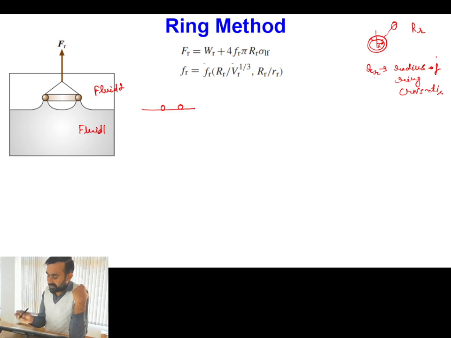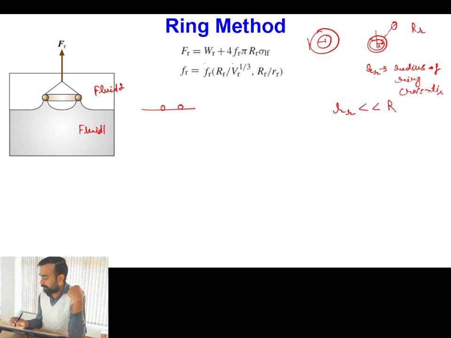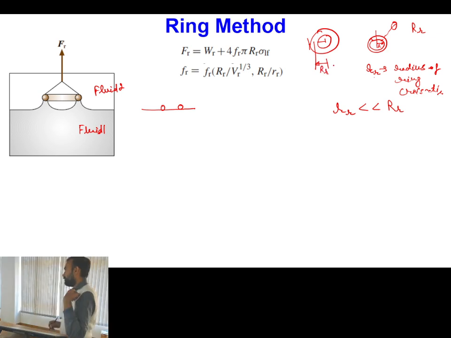So the ring has two possibilities: one radius you can define up to this point, and the other radius up to this point. In scenarios where small r is very small in comparison to capital R, instead of using two separate radii for calculating the surface tension force, we can use the mean radius capital R. Okay, is this point clear? This is possible when the radius of the ring cross section is very small in comparison to the radius of the ring.